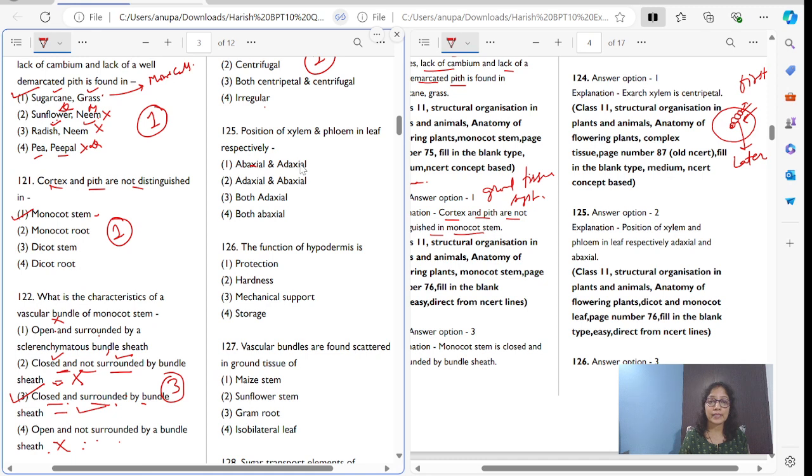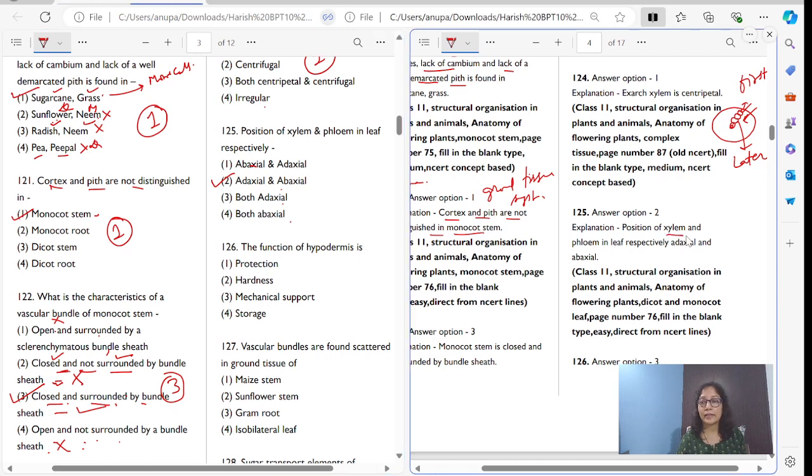The options are abaxial, adaxial; adaxial, abaxial; both adaxial; and the fourth option is both abaxial. So the answer will be adaxial and abaxial. The position of xylem and phloem in the leaf, respectively, is adaxial and abaxial.